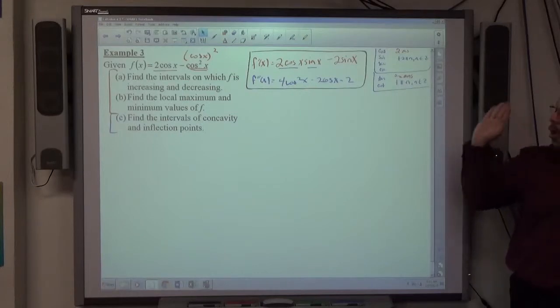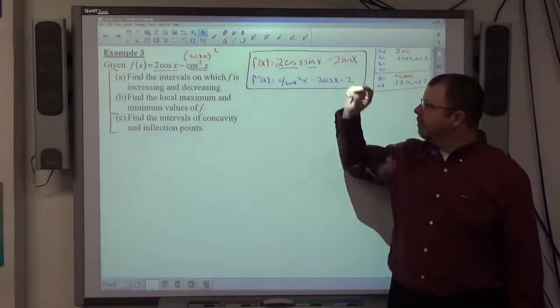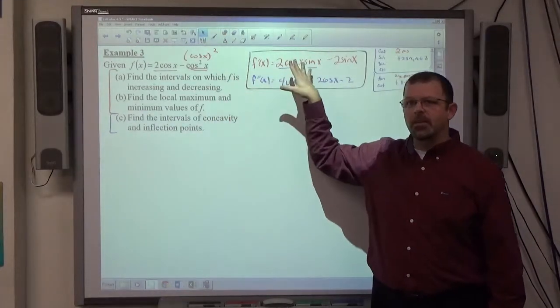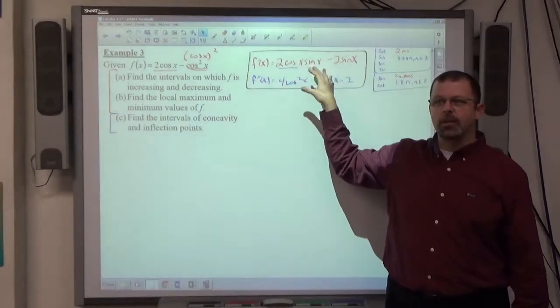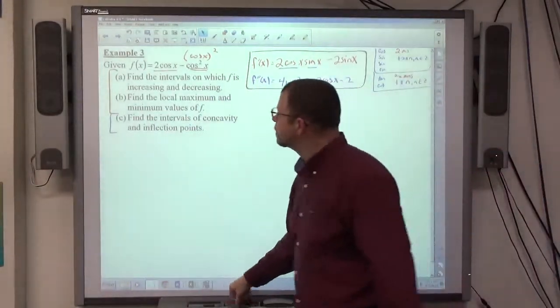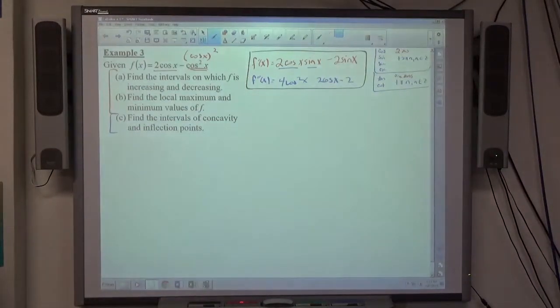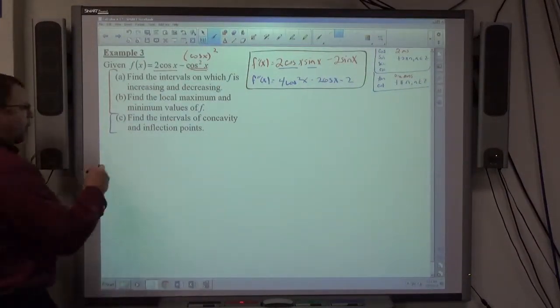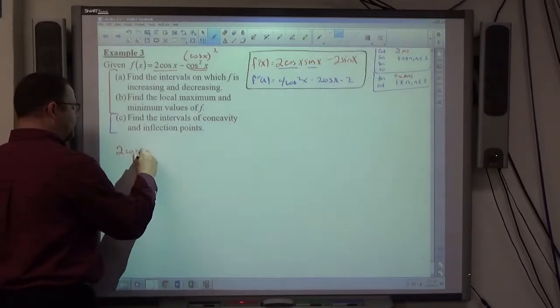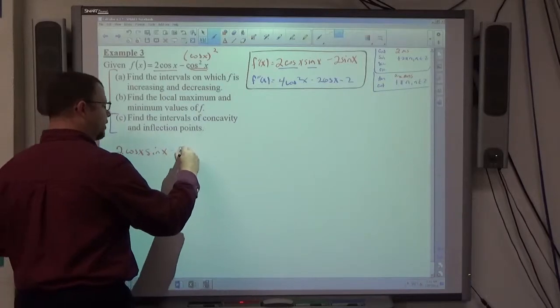Okay? Once you get to this point, the point of this lesson, this chapter, is being able to identify all this stuff off of this information. That's what we're doing. We're trying to use the derivatives in order to establish information about our graph. So, find the intervals on which f is increasing and decreasing. So I need to find critical numbers of the first derivative. So again, 2 cosine of x sine of x minus 2 sine of x.